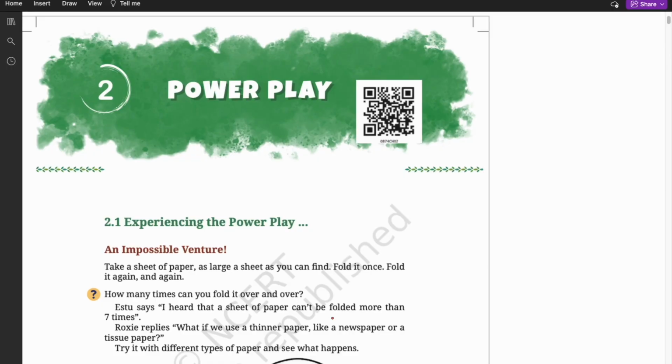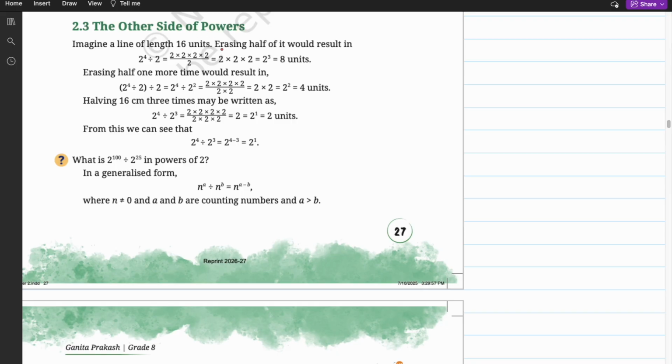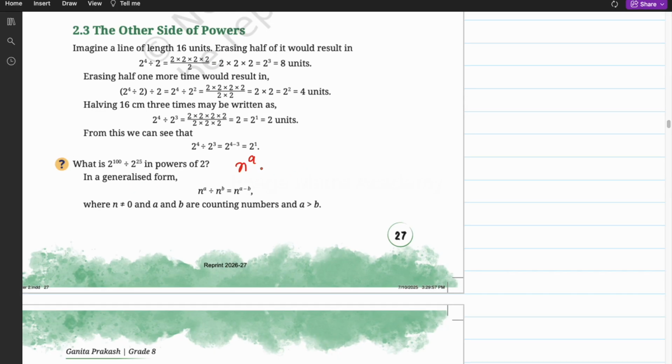Everyone, let's start with class 8, chapter number 2, Power Play. 2.3, the other side of powers. In generalized form, n to the power a divided by n to the power b is equal to n to the power a minus b. So here, 2 to the power 100.